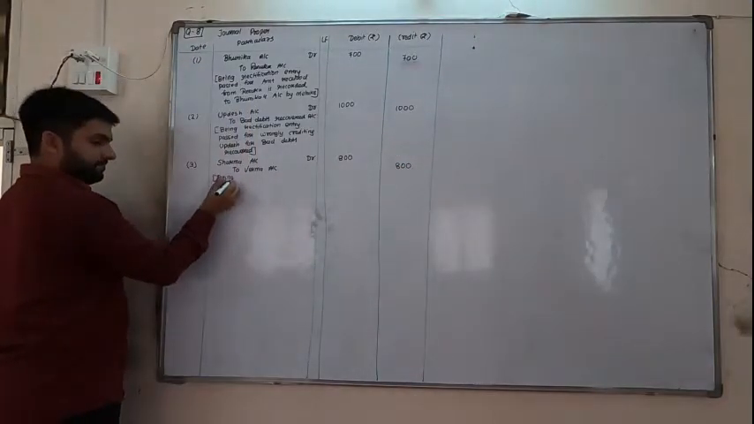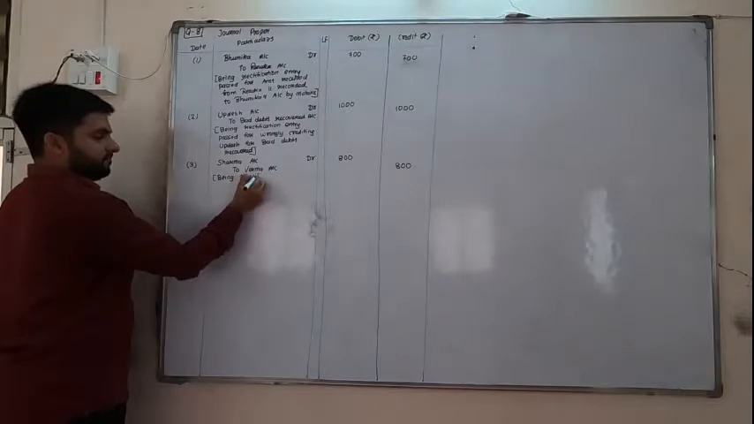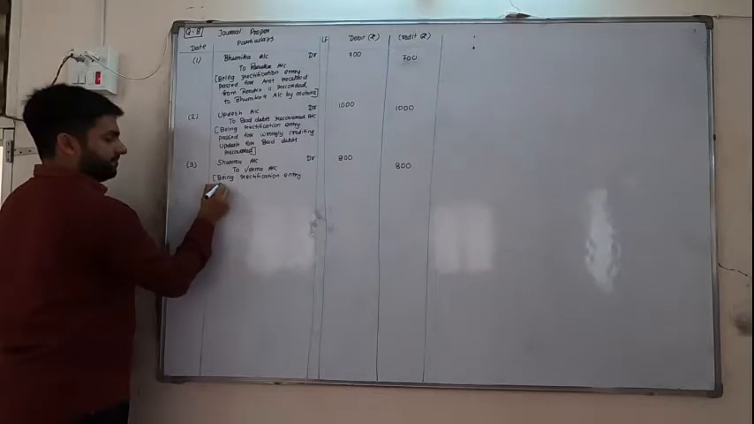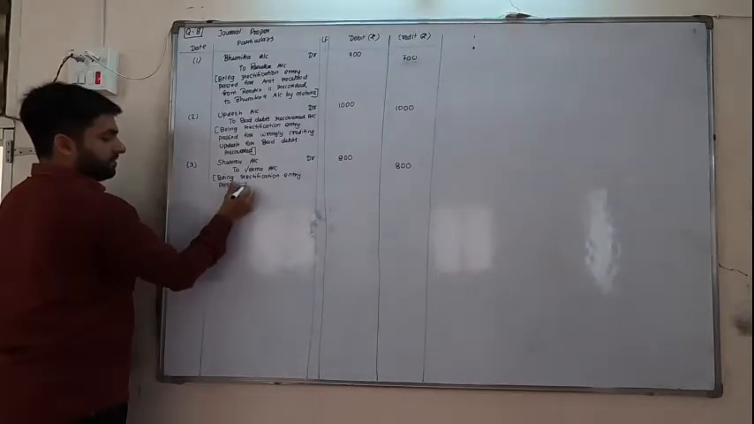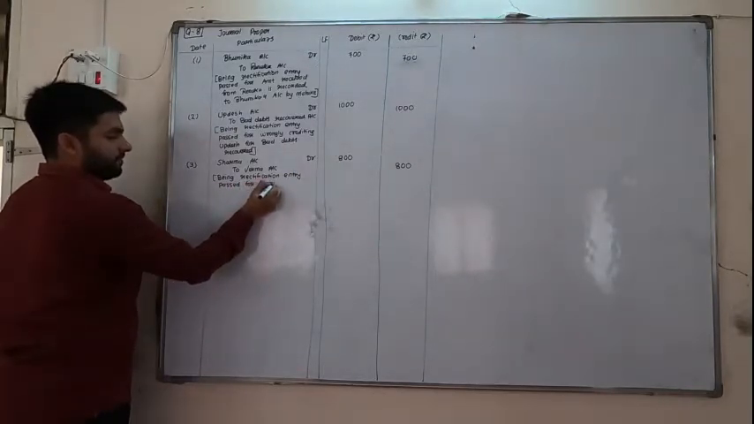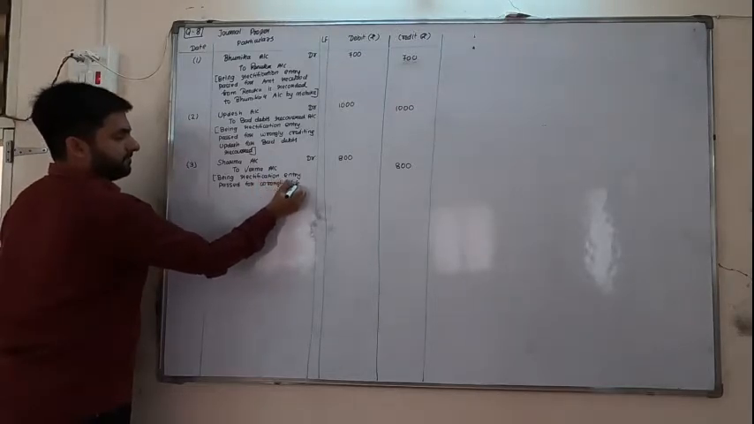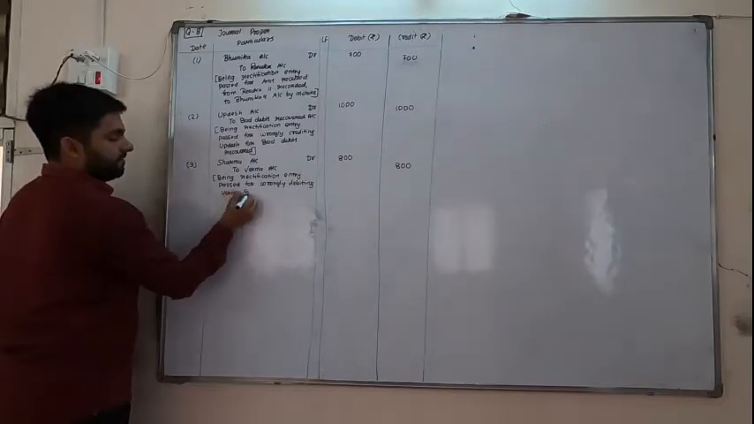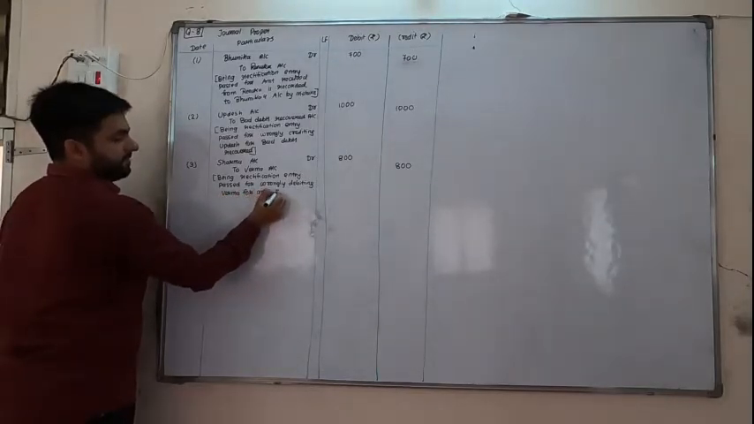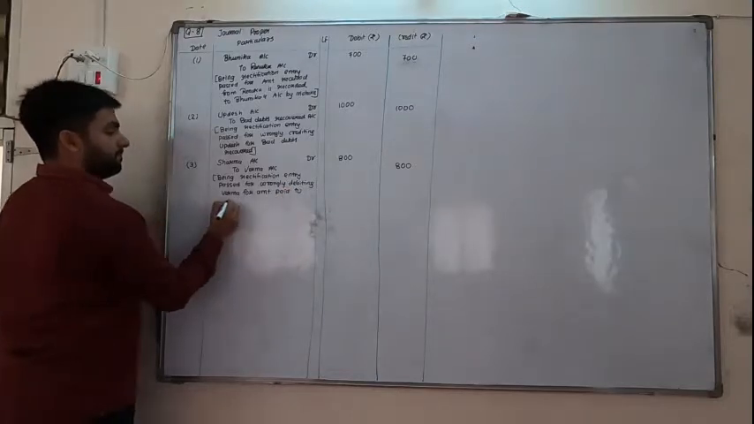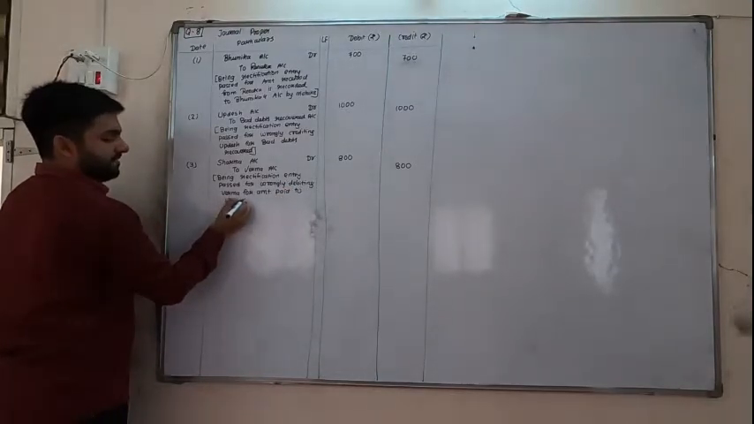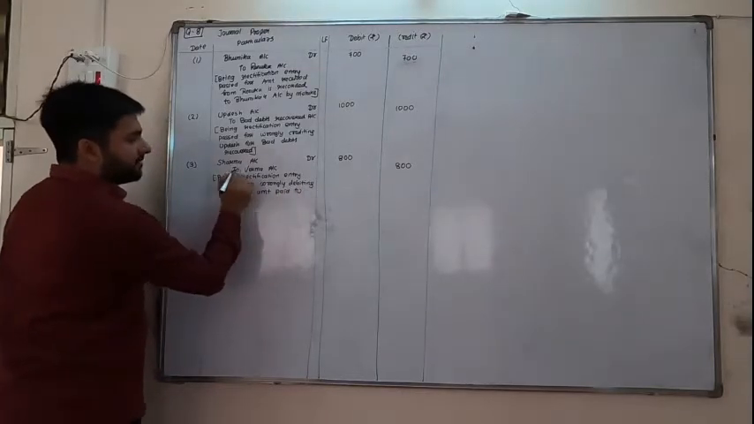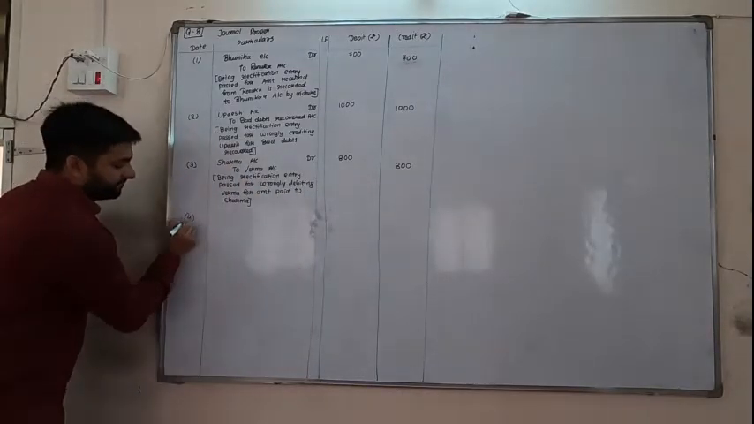Being rectification entry passed for wrongly debiting Verma for amount paid to Sharma. We are paying amount to Sharma, so Sharma is debited. Wrongly, Verma is debited, so Verma is credited now.